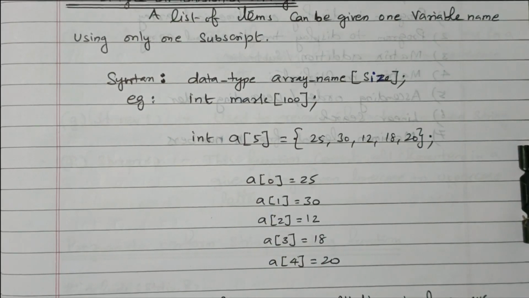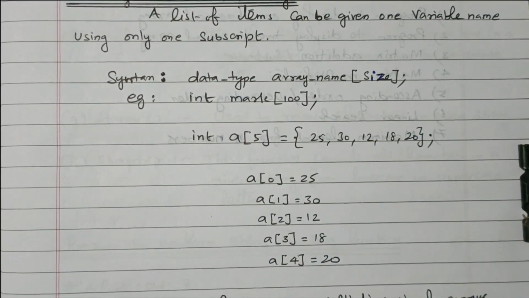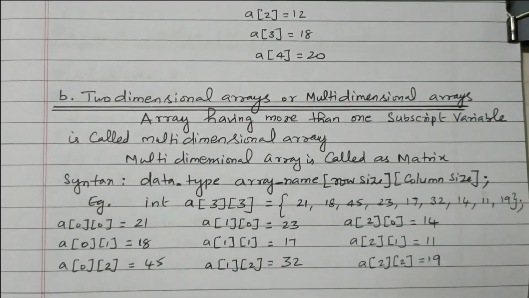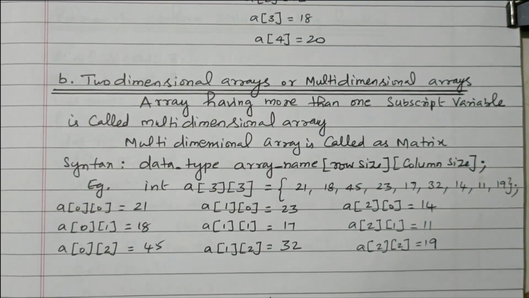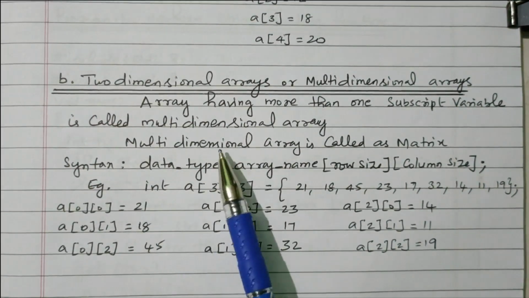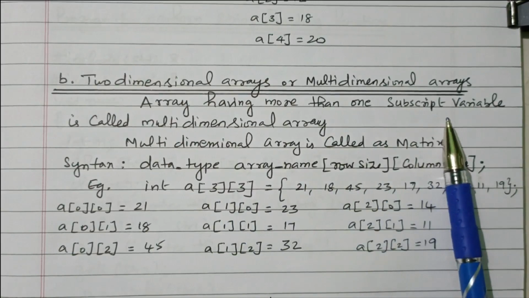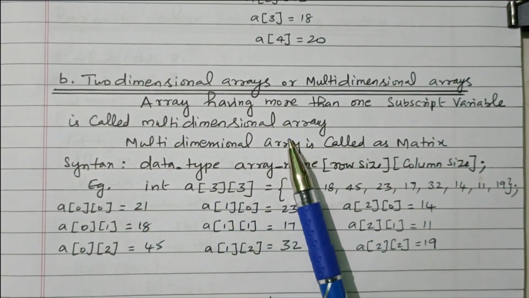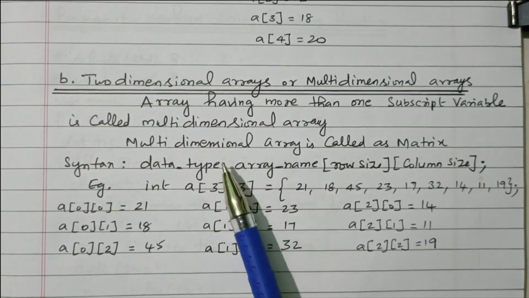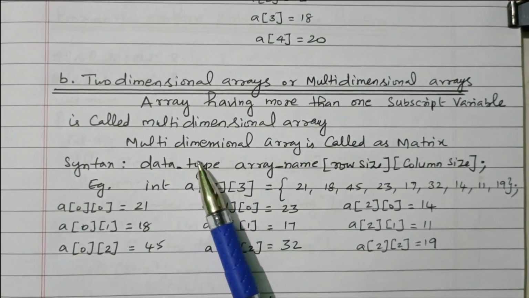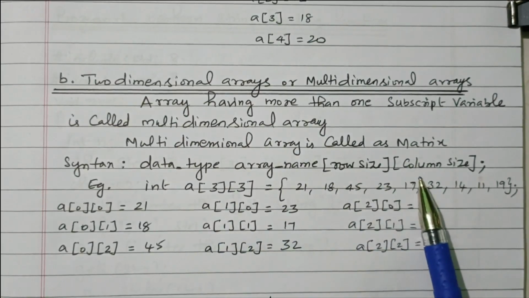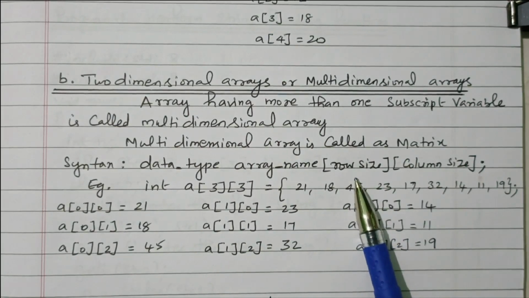Now we'll go to the second type, the two-dimensional array. We'll see the details about the two-dimensional array. An array with more than one subscript is called a multi-dimensional array. Earlier we had only one subscript, now more than one. For example, with two subscripts, that is called a matrix, that is a row size and a column size. Earlier we had only the size of the array.